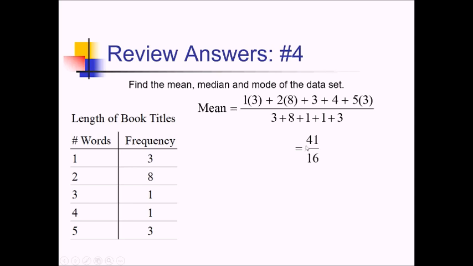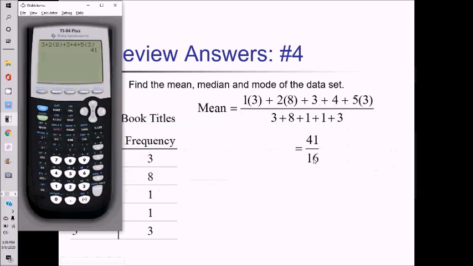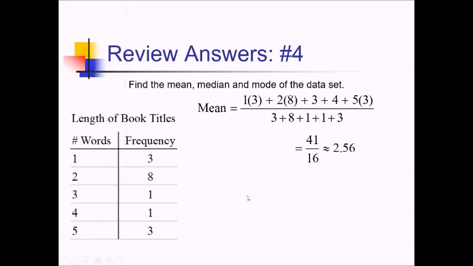And then we have 41 divided by 16. For that, I will definitely use the calculator. So divide my answer of 41 by 16 to get, rounding off to the nearest hundredth, 2.56. Average number of words in a book title based off of these books.